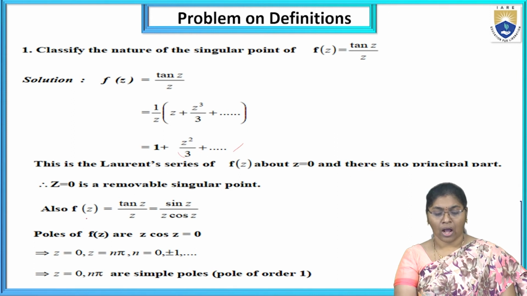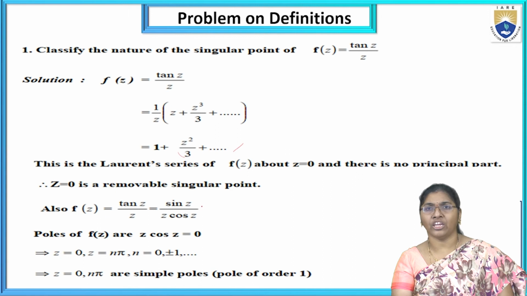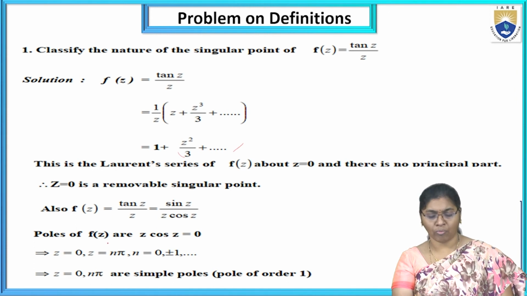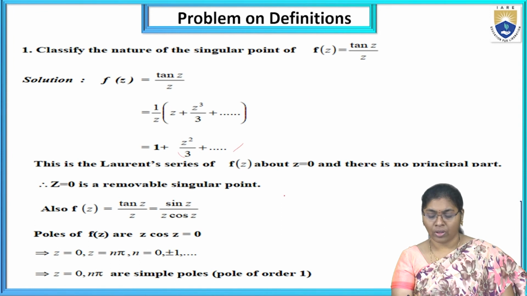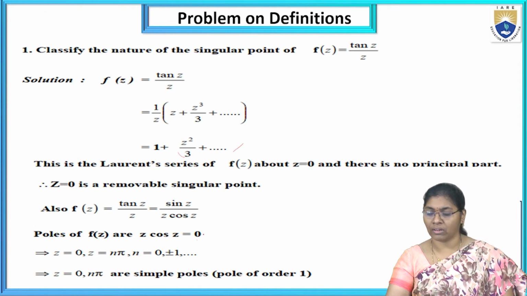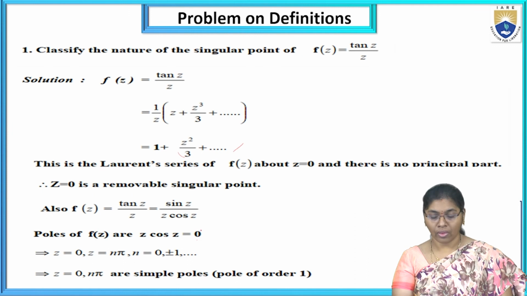Now also, f of z equal to tan z by z. This can be written as sin z by cos z, since we know the value of tan z is sin z by cos z. Now applying the poles. Here poles are nothing but the denominator equal to 0. So z into cos z equals 0, that is the function we are applying. Now z cos z equal to 0.